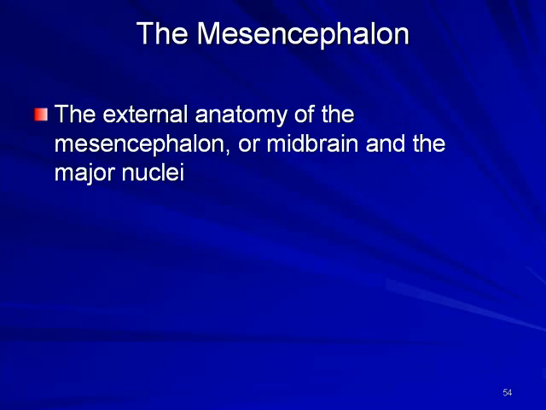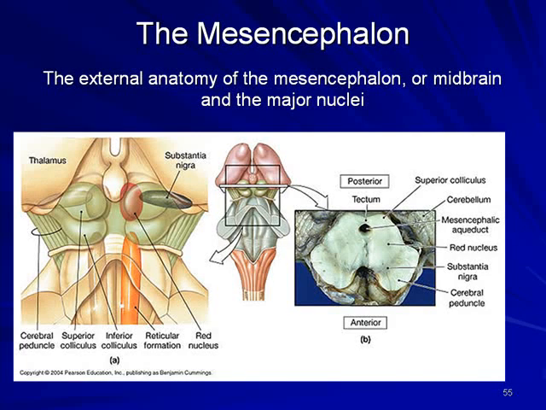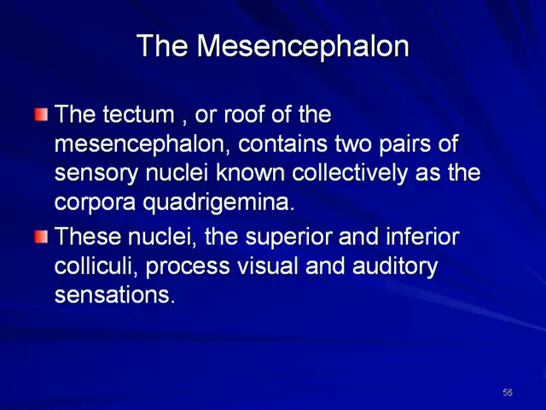Now, these other parts of the brain, and I believe I saw one question about, I think it was diencephalon. So we'll go through each one of these cephalons just so you appreciate what they mean. The mesencephalon, external anatomy of the mesencephalon, or the midbrain, and the major nuclei. This is just a gross picture of where it's located in the body. External anatomy of the mesencephalon, or the midbrain.